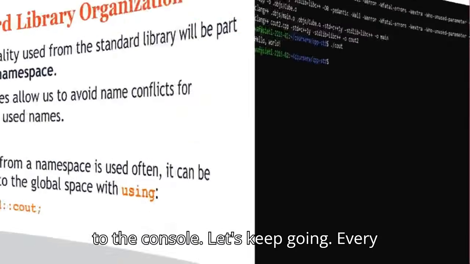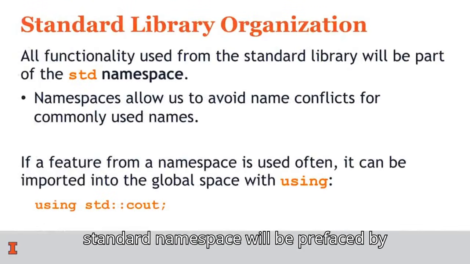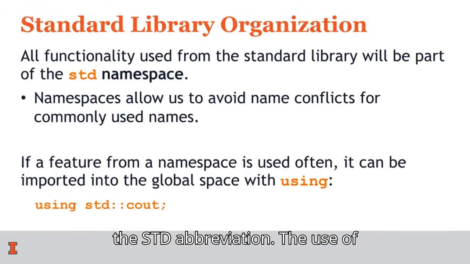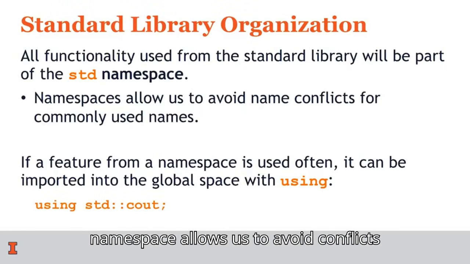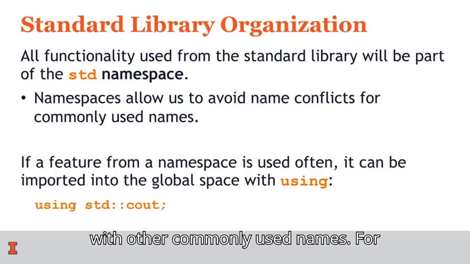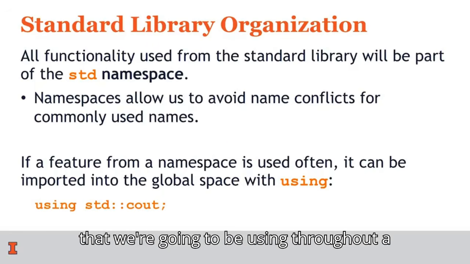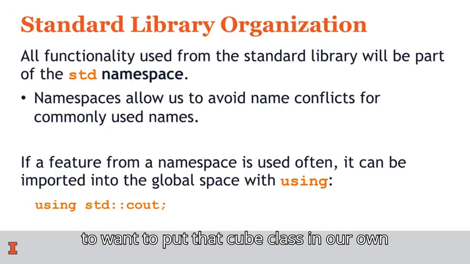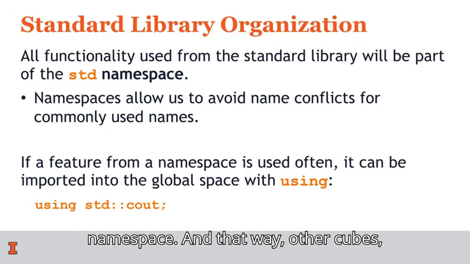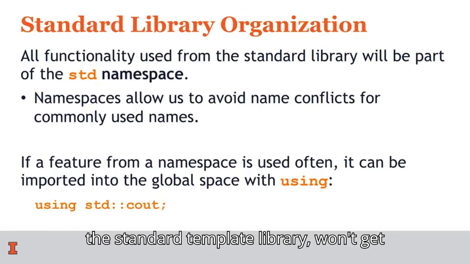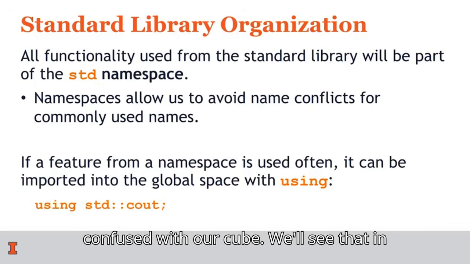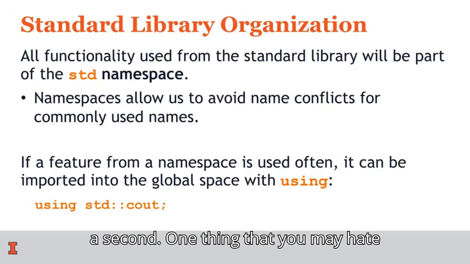Let's keep going. Every piece of functionality inside the standard namespace will be prefaced by the std abbreviation. The use of namespace allows us to avoid conflicts with other commonly used names. For example, we talked about a cube class that we're going to be using throughout a number of these lectures, and we're going to want to put that cube class in our own namespace. And that way, other cubes, such as a cube that might be included in the standard template library, won't get confused with our cube. We'll see that in a second.